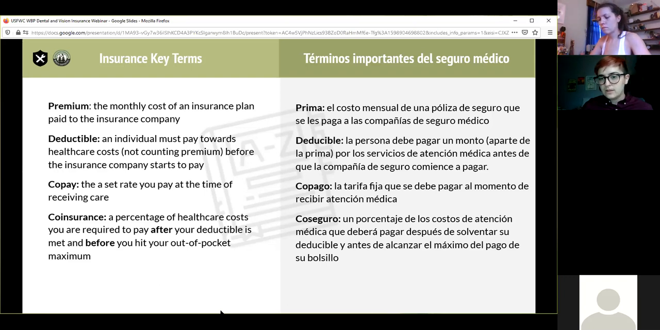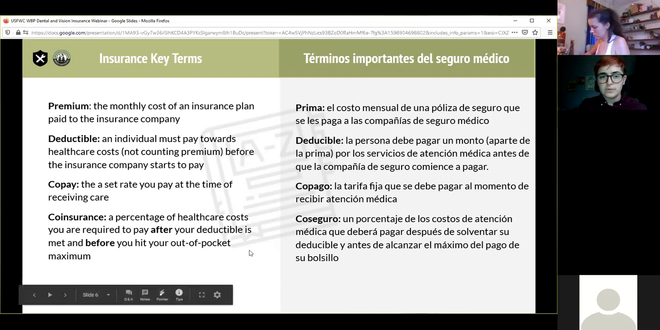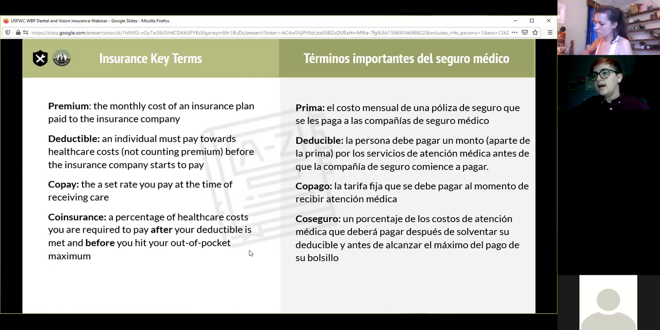Then there's the deductible, which is the amount that an individual has to pay towards healthcare costs as they come up before the insurance benefits that you're paying for through your premium kick in. Then there's the copay, which is the rate that you pay to a medical provider or to a pharmacist or whoever at the time that you receive care. And then additionally, there is co-insurance, which not all plans have, but some plans do, which is the amount that you have to pay after you pay your deductible, but before you pay all of your out-of-pocket maximum, which is the maximum amount of money that the insurance company says you have to pay before you don't have to pay anything else.